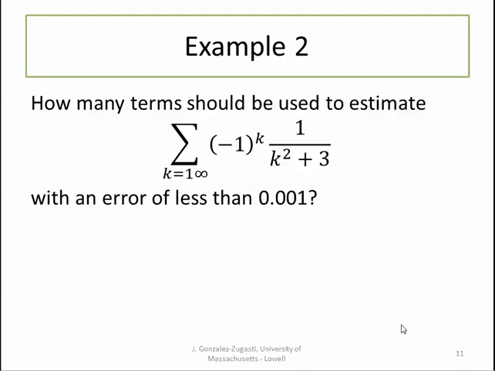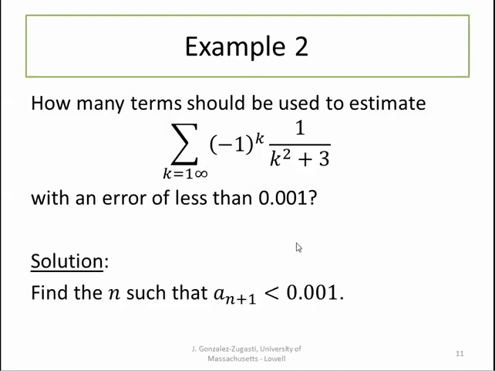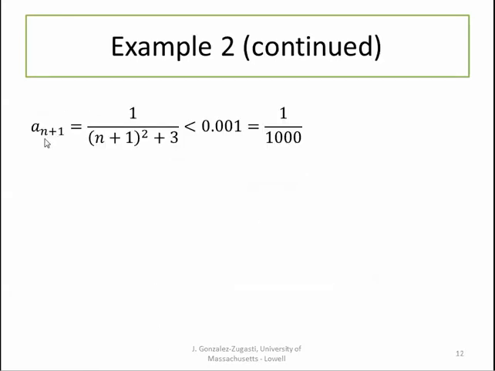Alright, so let's use this. How many terms should be used to estimate the value of this series with an error of less than 1/1000th? And here there's a typo. That infinity right here should be on top of my sigma sign. So here we go. In order to do this, what we need to do is find the n such that our n plus first term is going to be less than 1/1000th. Alright, so here's our n plus first term, and we want that to be less than 1/1000th.